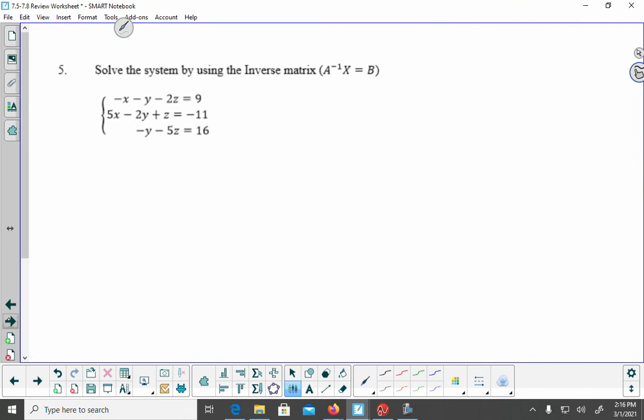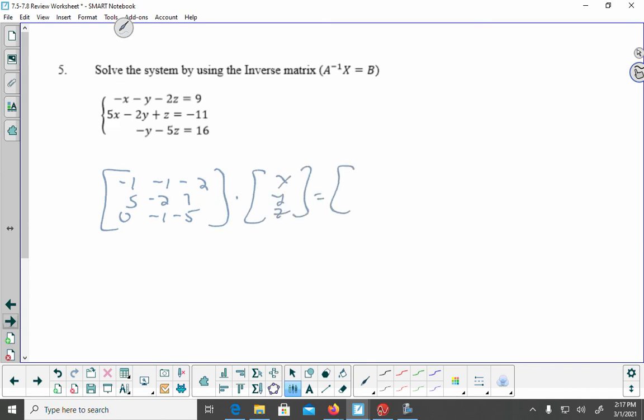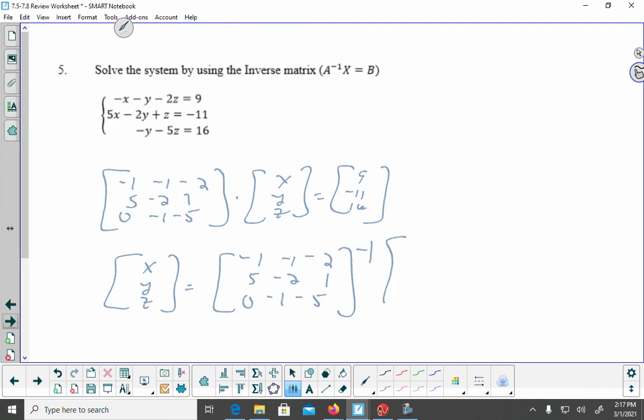Okay, the next one says solve the system by using the inverse matrix C. So I'm going back to those coefficients, times that x, y, and z is equal to my answers, which are 9, negative 11, and 16. So to solve this for my x, y, and z, I'm going to take my coefficients, raise it to the negative 1 power on my calculator, and multiply it by my answers.